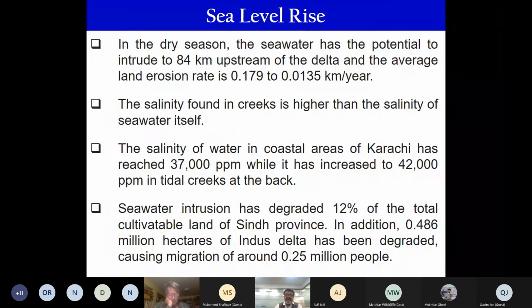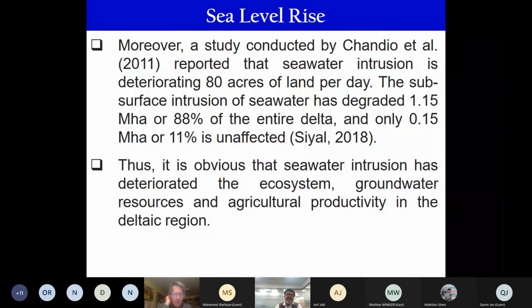So, seawater intrusion has degraded 12% of the cultivable land of Sindh province. In addition, millions of acres of Indus Delta have been degraded, causing migration of around 0.25 million people. Moreover, a study reported that seawater intrusion is deteriorating 80 acres of land per day. The subsurface intrusion of seawater has degraded 1.15 million hectare or 80% of the entire delta, and only 0.15 million hectare or 11% is affected, Sial et al. reported 2018. Thus, it is obvious that seawater intrusion has deteriorated the ecosystem, groundwater resources, and agriculture productivity in the delta.